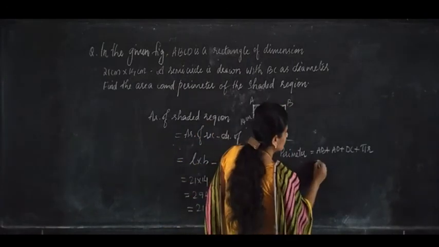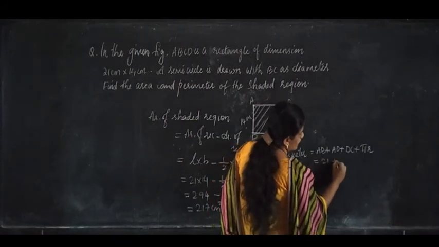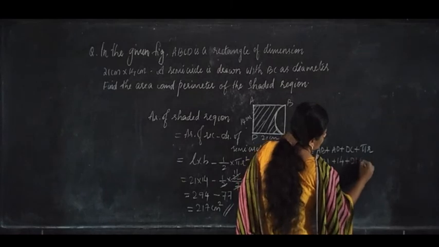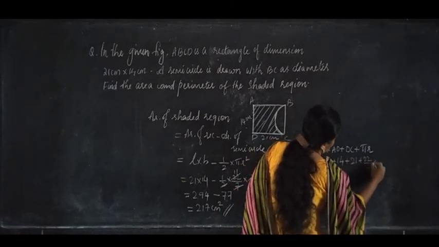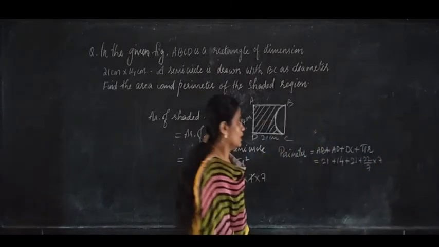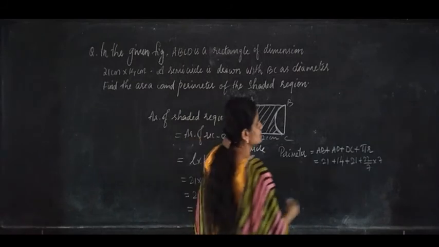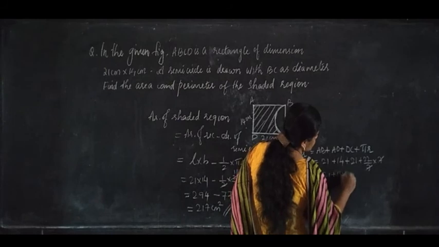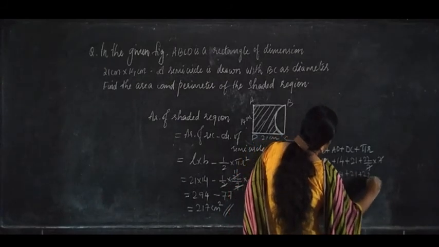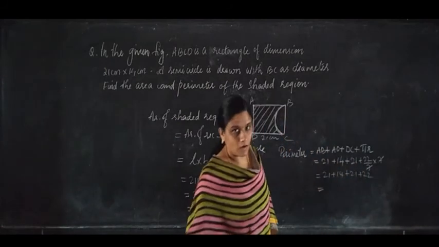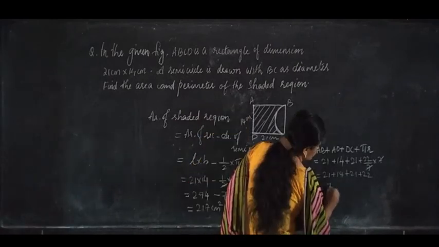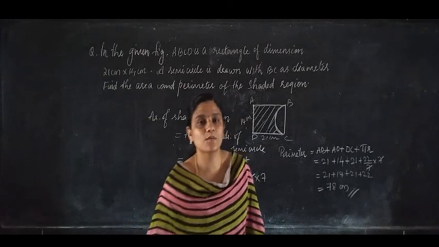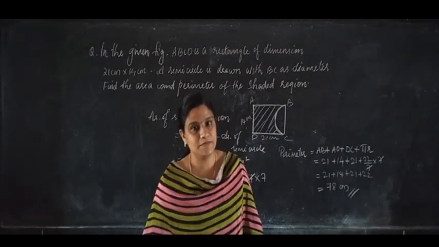Okay. Now what is AB? 21. AD, 14. DC, 21. Plus 22 by 7 into 7. Radius is 7 there. So 7 and 7 got cancelled. 21 plus 14 plus 21 plus 22. If we add all these, you get the answer as 78 centimeter. Therefore, the perimeter of the shaded region is equal to 78 centimeter.